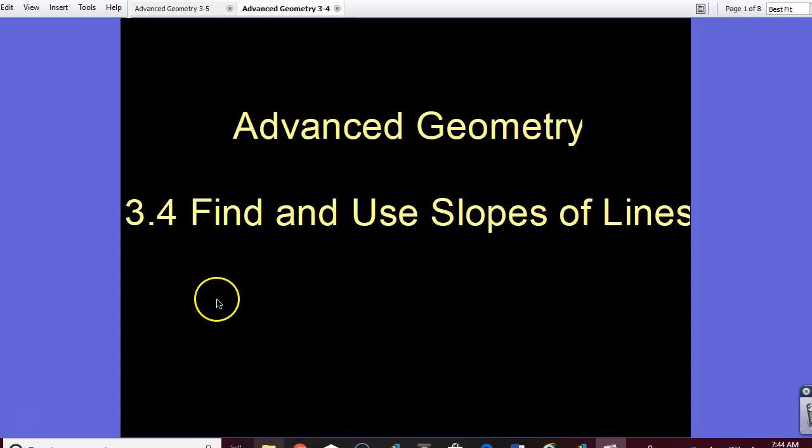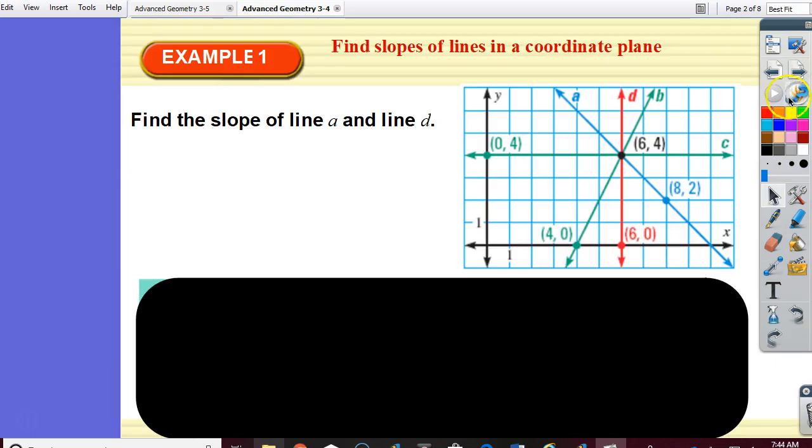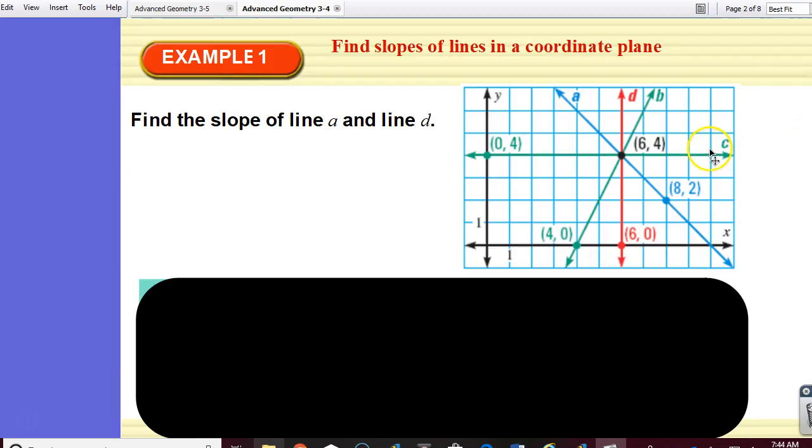Advanced Geometry. Today's lesson is 3.4, Find and Use Slopes and Lines. Find the slope of line A and line D.